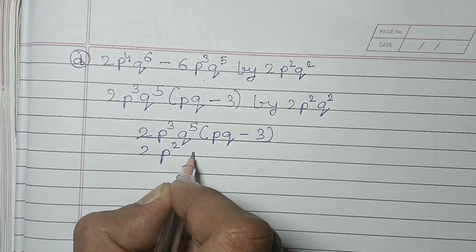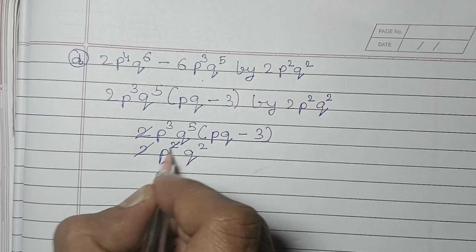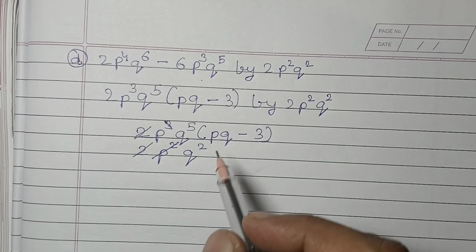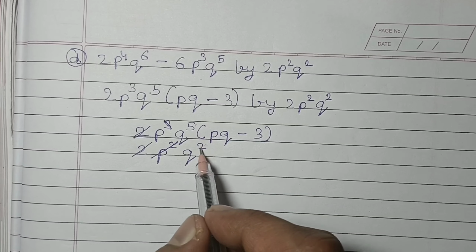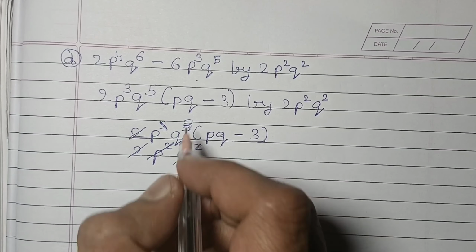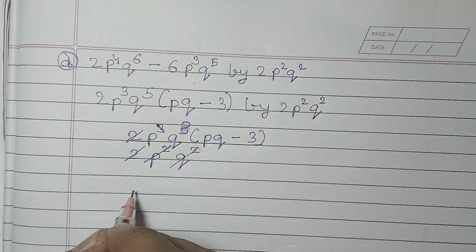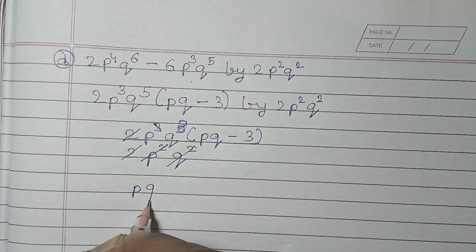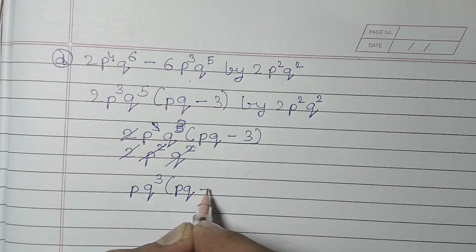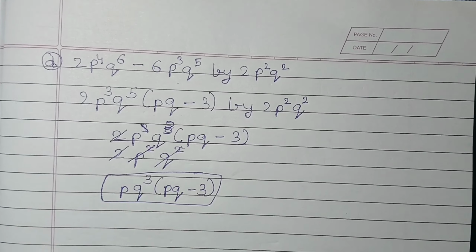2p square q square. 2 will be cut, p square will be cut, so here only one p will be remaining, and if we cut q 2 times, so here only 3 times q will be remaining. So the remaining terms will be p q to the power 3 and pq minus 3. This is our answer for the D question.